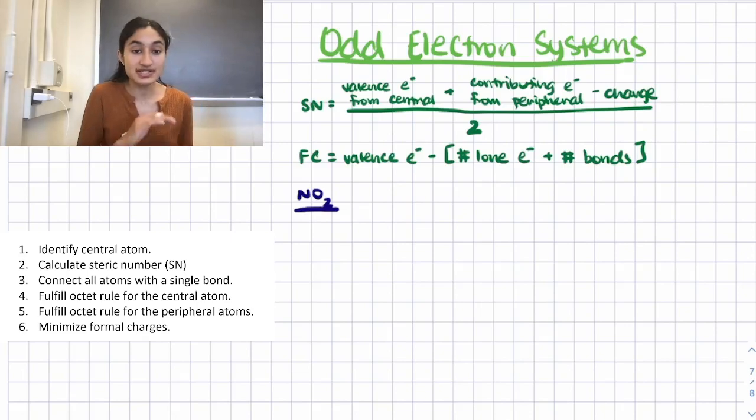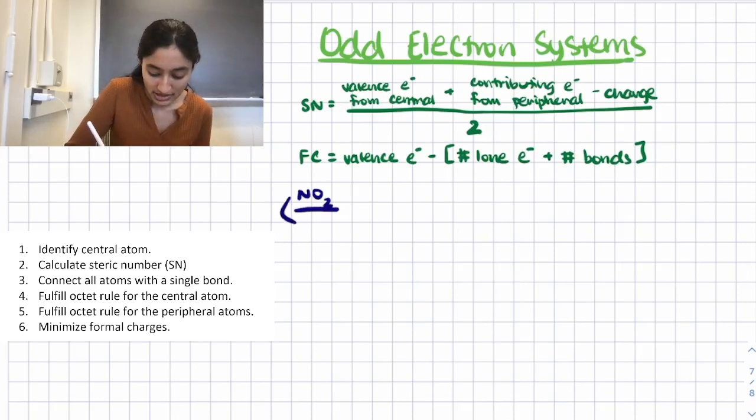We're going to use the same steps on the left-hand side of the screen that we did for all of our other Lewis structures. First, we're going to identify the central atom. The central atom is the most electropositive, which is nitrogen in this case. So nitrogen is going to be our central atom.